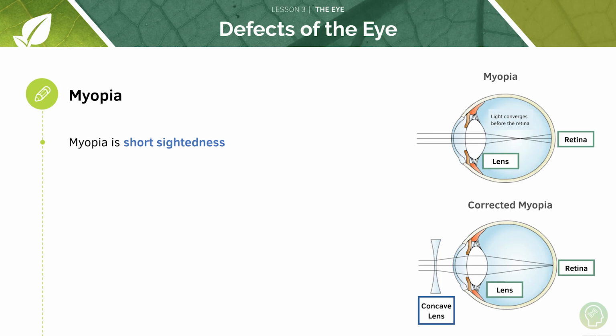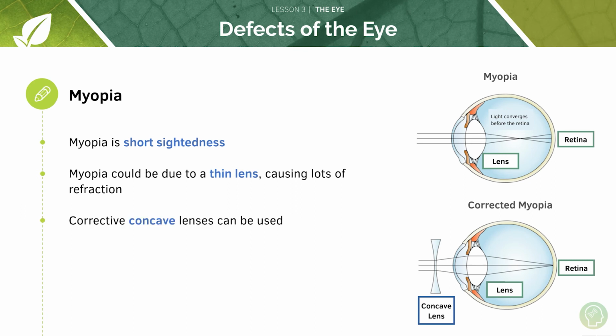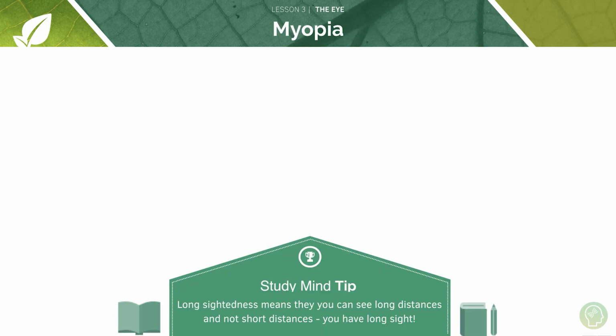So I'll go through this a little bit slower. Myopia is short-sightedness, which means that people struggle to see faraway objects. So myopia could be due to a thin lens, therefore causing lots of refraction. Alternatively, the eyeball may be too long, which means that the light rays cross before they reach the end of the eyeball and the retina. So corrective concave lenses can be used, and so they make the incoming light rays diverge, so they move away from each other before they hit the lens, so that the rays end up focusing on the retina. And these lenses can be found in glasses or contact lenses.